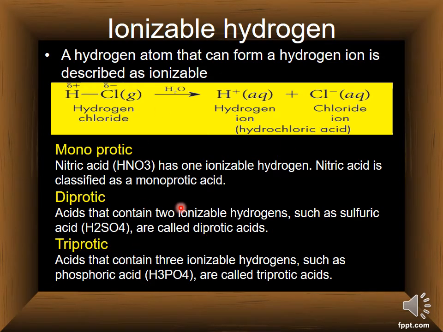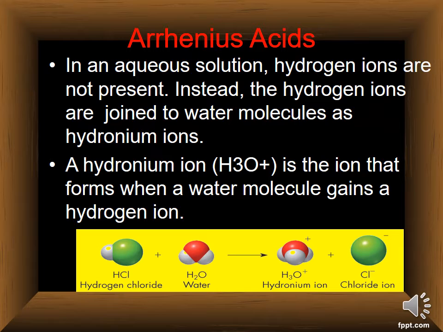One more time, how many groups of acid can we classify according to ionizable hydrogen? Three. Number 1 monoprotic, number 2 diprotic, number 3 triprotic. Monoprotic has one ionizable hydrogen ion, diprotic contains two ionizable hydrogen ions, and triprotic contains three ionizable hydrogen ions. Let's proceed to the next.